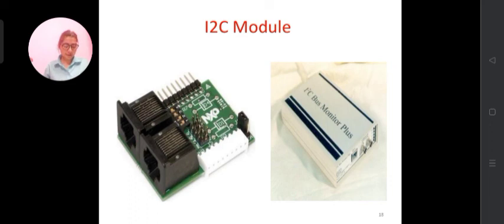And there are some disadvantages. It has a slower data transfer rate. The size of the data frame is limited to 8 bits. It is more complicated hardware to implement.